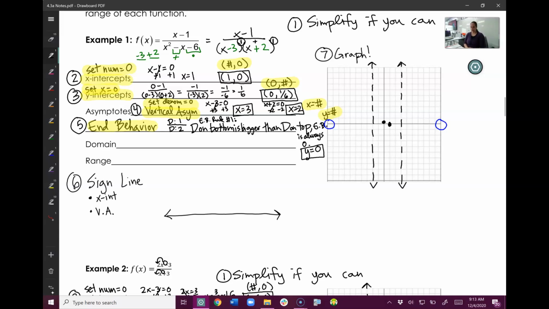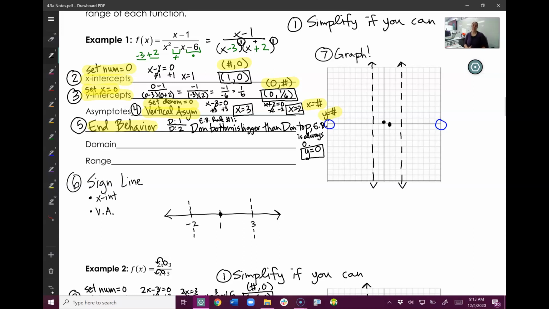So if I look at this example 1, my x-intercept that we calculated in the last lesson was 1. So I'm going to put 1 on my sign line. And I'm going to put a dot on it to remind me that it's an x-intercept, a point. Then I also put my vertical asymptotes. So I have vertical asymptotes at +3 and -2. Now once again, I'm thinking about this like a number line, so I'm going to put my numbers from least to greatest. So I'm going to put my -2 over here and my 3 over there. And I'm going to put some dashed lines over them to remind myself that those are asymptotes. Now I have all the numbers that I need on my sign line.